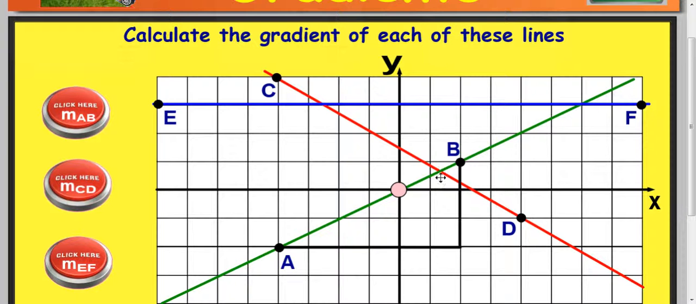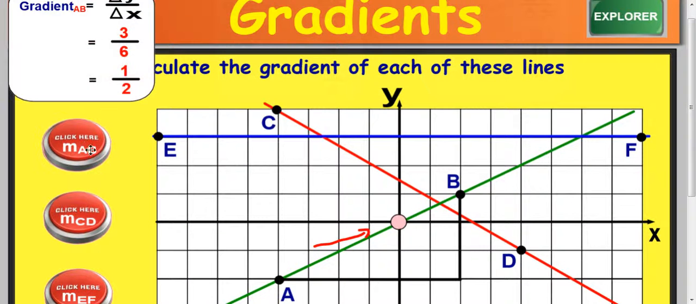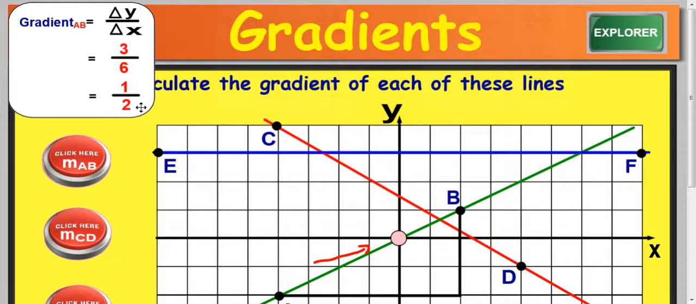Now the line is going up the way, so again I think of it going into the positive numbers, because it's going up. So that's a positive gradient, so it's going to be a positive 3 over 6. And then you can simplify that down to 1/2. Okay, I've used the word gradient there, but you could use an m on here. m, and then small case AB equals delta y over delta x, and then carry on.